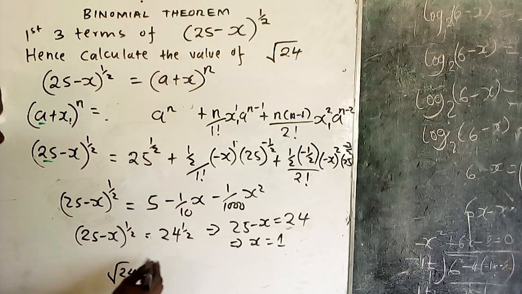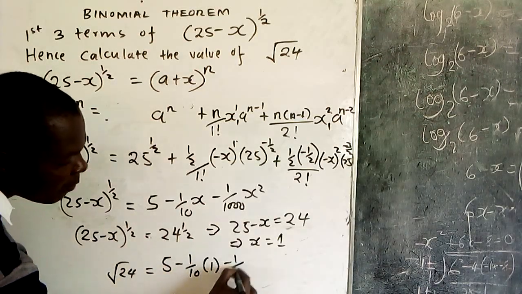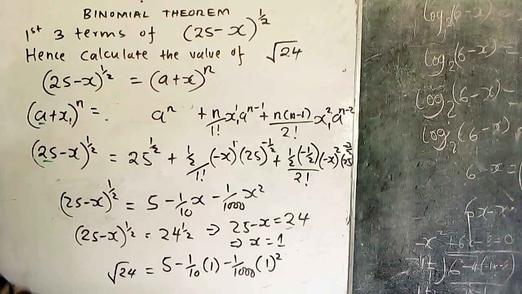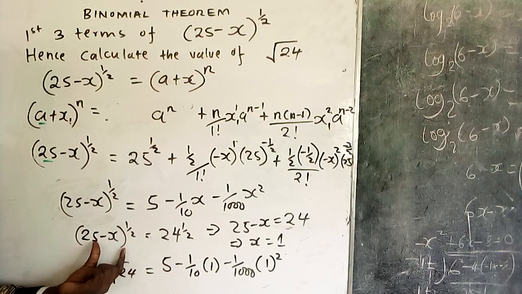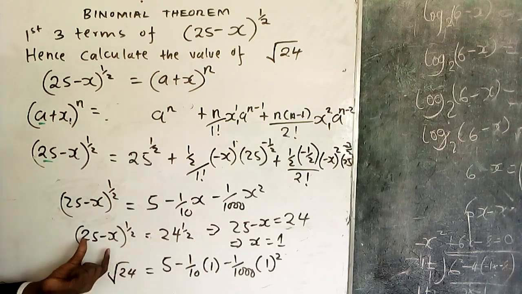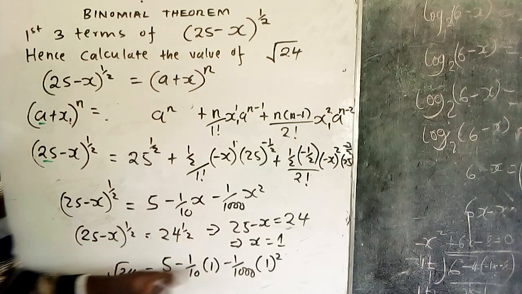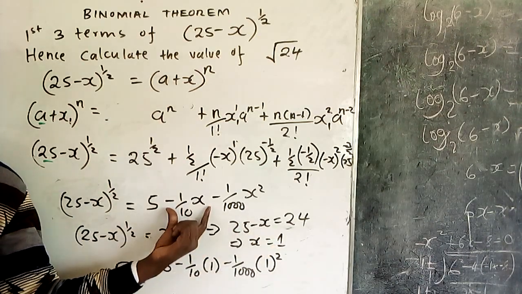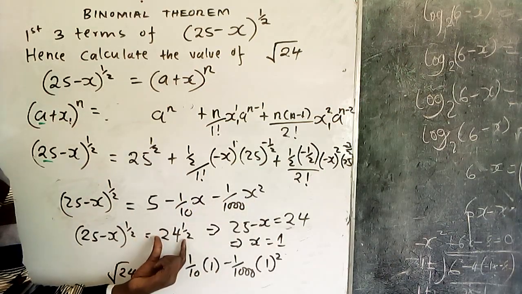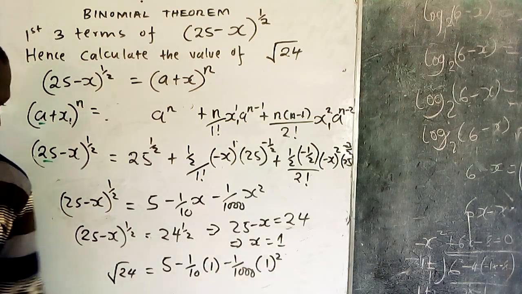So that expansion we had, 5 minus 1 over 10x minus 1 over 1000 x squared. Because when we compare root 24 and this root, we found that 24 raised to power half will only be the same as 25 minus x raised to power half. They will only be equal if x is 1. Are you seeing that? Yes. So when you put x to be 1, it means you are looking for the square root of 24. Are we together? So what do you get? If you put x to be 1, what do you get?